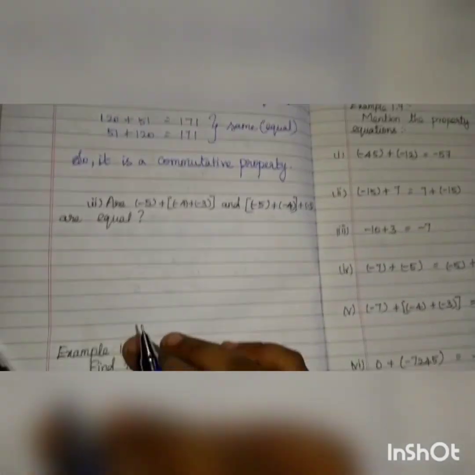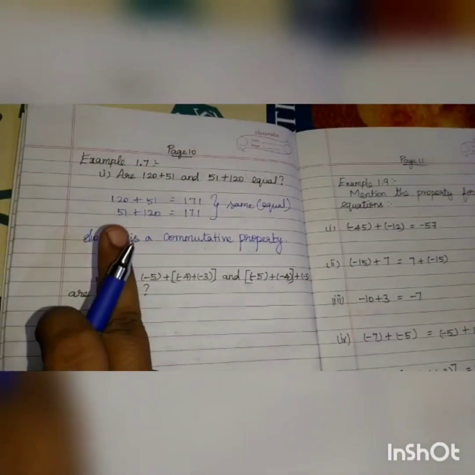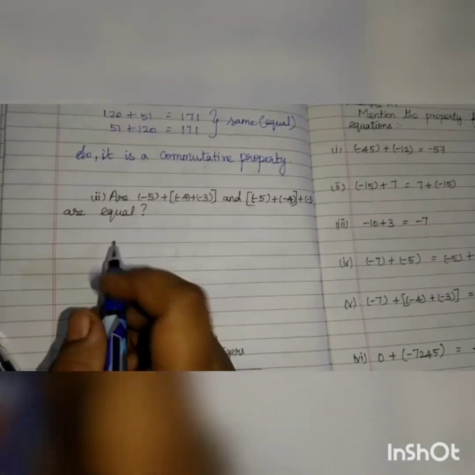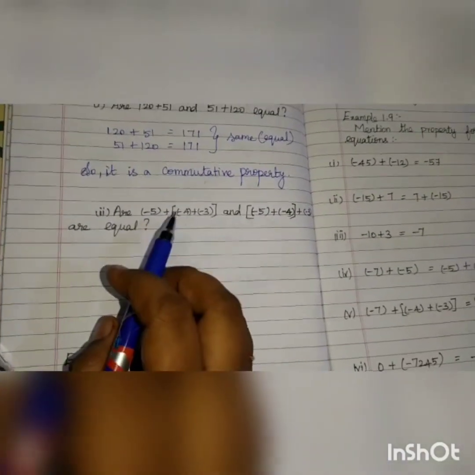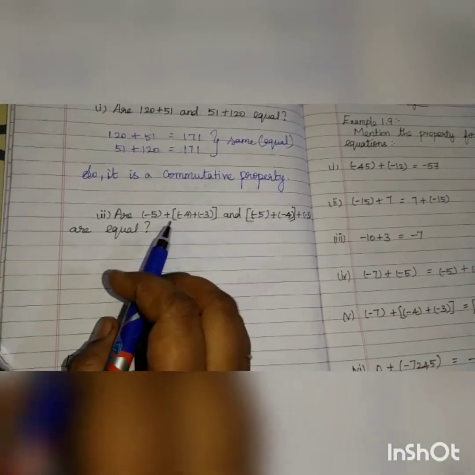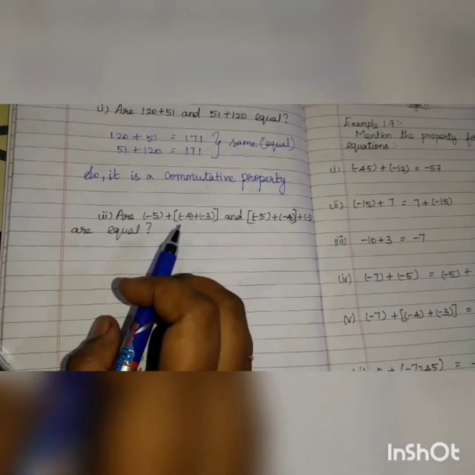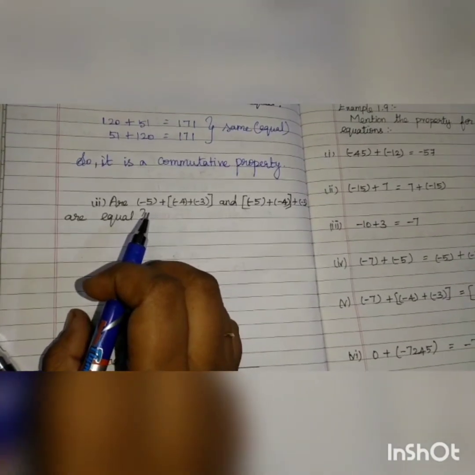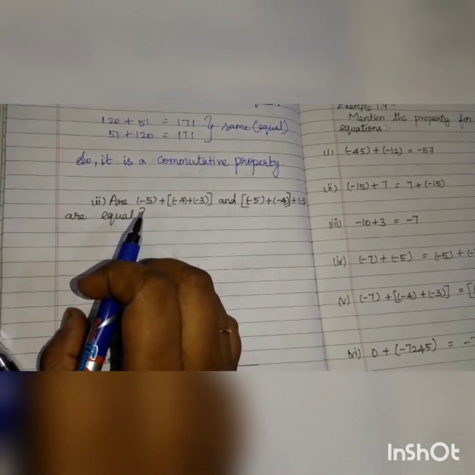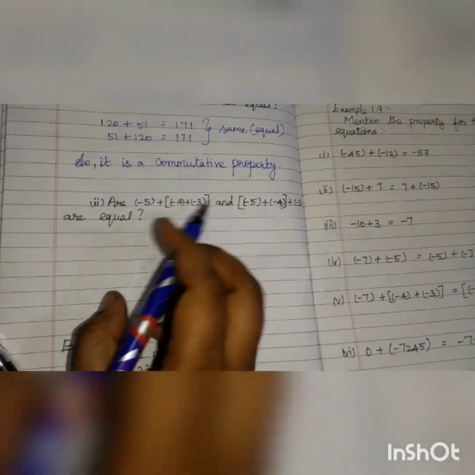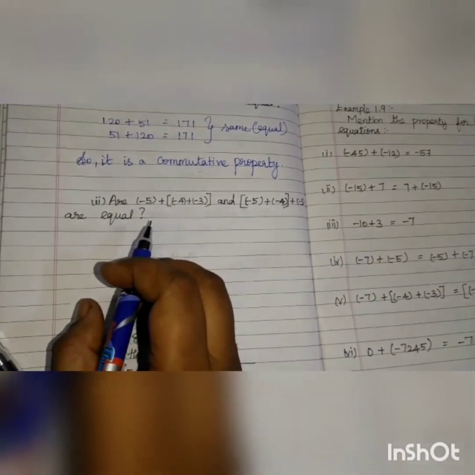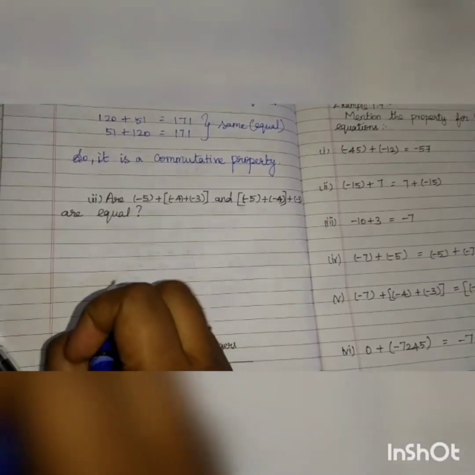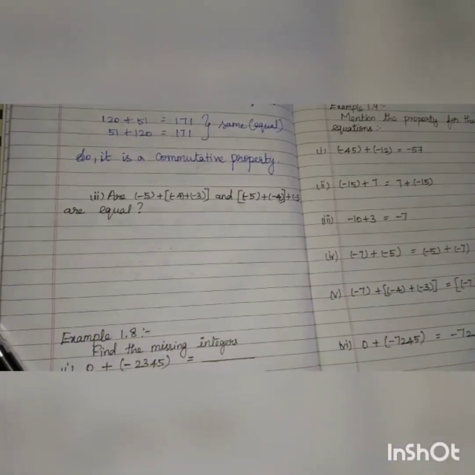Okay, so next sum. In the same example 1.7, this is the second sum. Here they are giving 3 numbers with a bracket. By seeing this itself you can tell me the answer. What kind of a property is this? Yes, what we learnt? Associative property. So first we have to solve, and if we get the same answer we will write the property of it. Okay, are you clear?